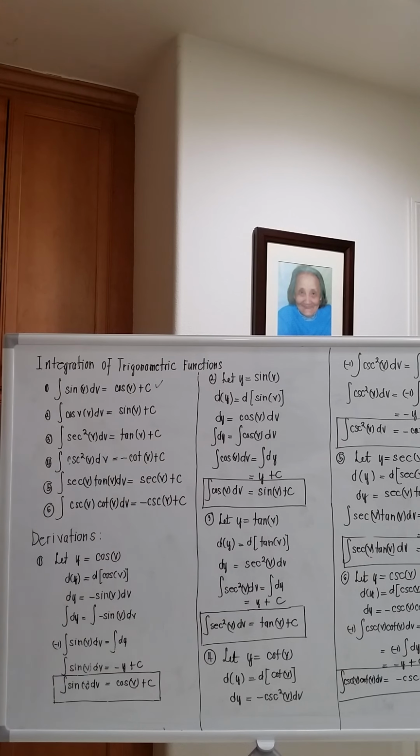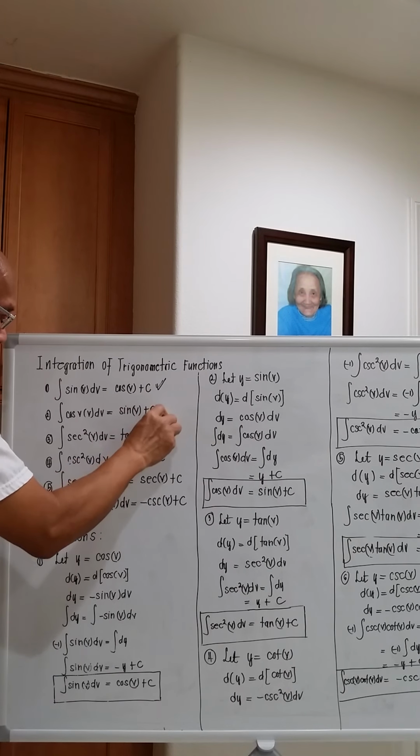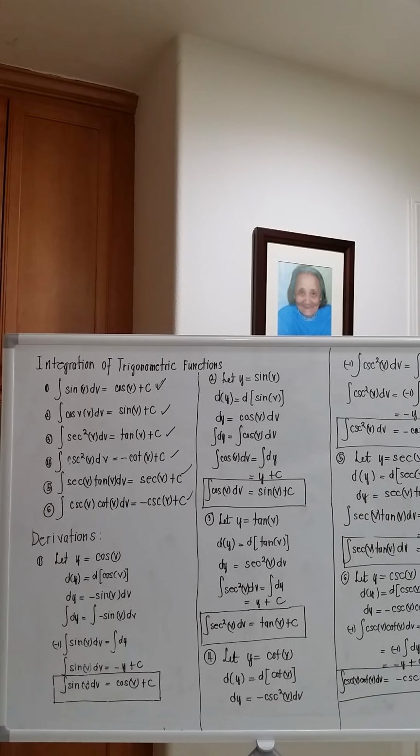So actually, there are 6 additional formulas to be studied under integral calculus. So you must have to memorize these 6 formulas by heart. Number 1, number 2, number 3, number 4, number 5, number 6. Okay?